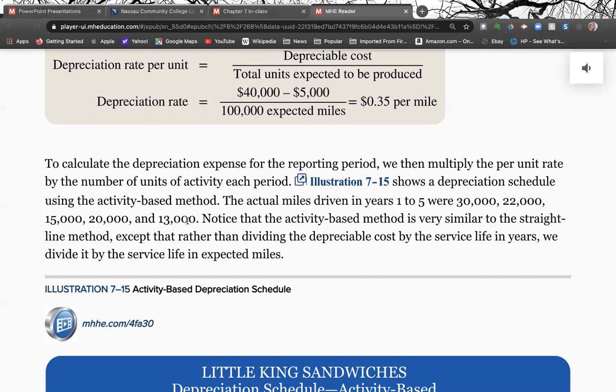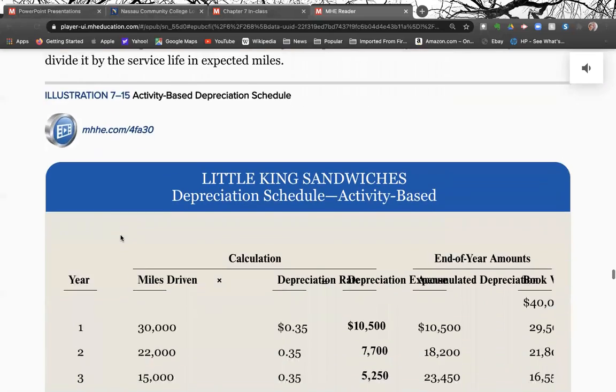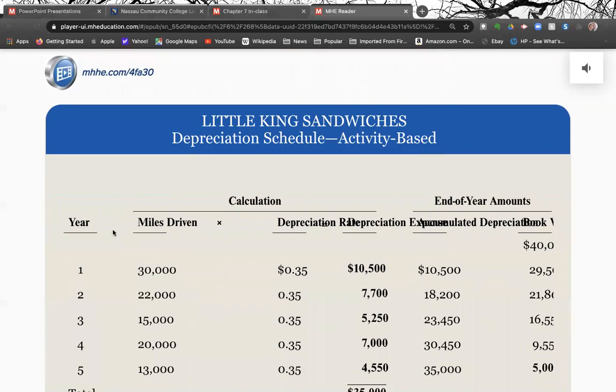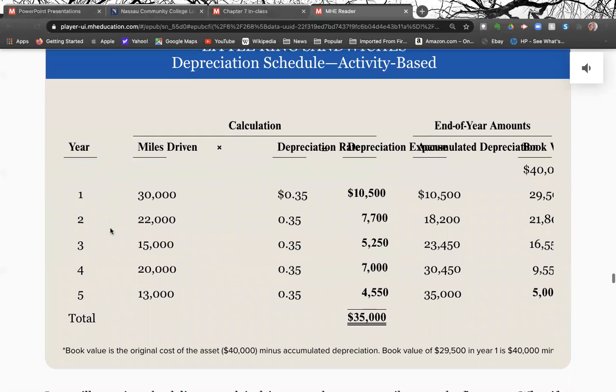When I was a student, they would try to trick you and make it come out to be more than 100,000. The thing to remember is you stop at 100,000. Even if you actually drove more, you stop at 100,000. So here's what it would look like for each year.